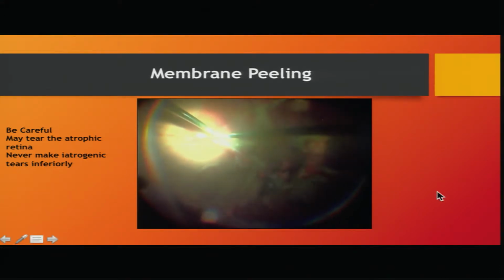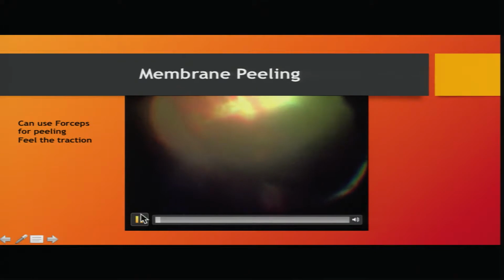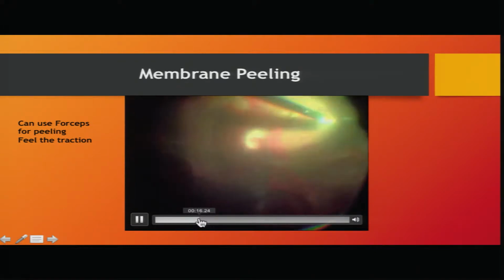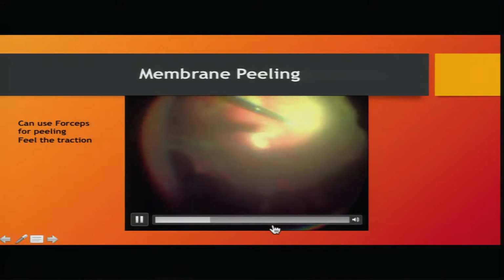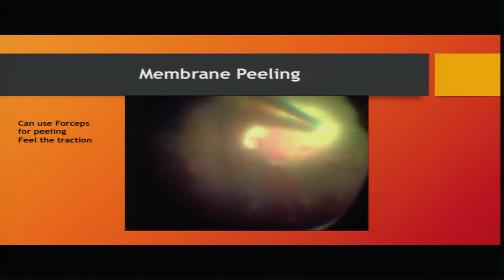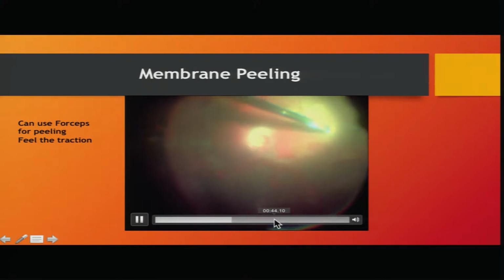Then you can use forceps for peeling. You can feel the traction where it is present. In this case, I used only the cutter. Up to the central area there was PVD in the upper part, so I could use the cutter itself for peeling till the central area.